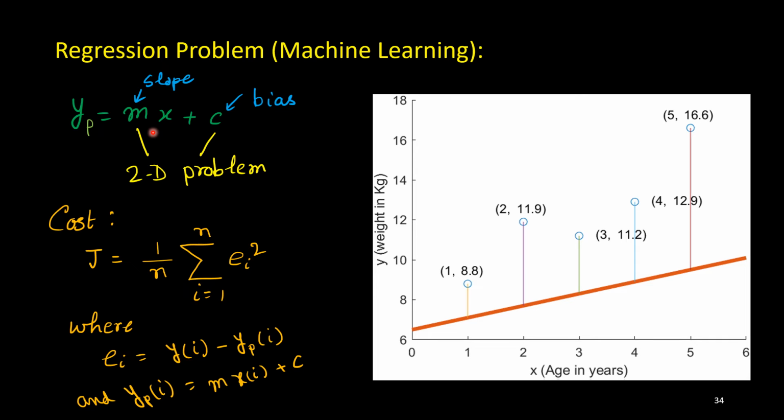We need to find out the corresponding slope and C. Actually it is a 2D problem, but if we assume that C is 0, then we'll try to fit only by slope, and then we can convert it to a 1D problem, but that may not give you the best fit. So we can convert it to a 1D problem, but for linear regression, the lowest one we can consider is this 2D problem. Actually, the slope and bias both you need to compute, right?